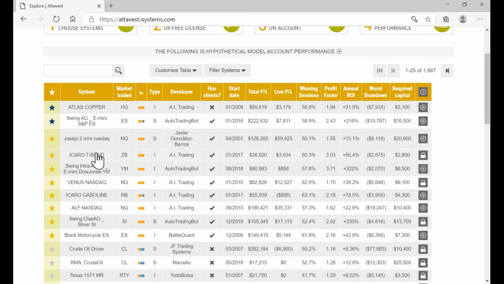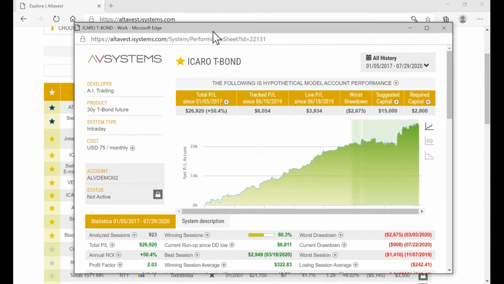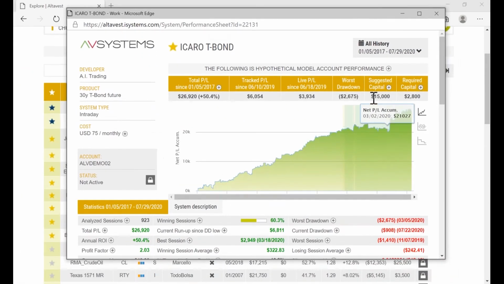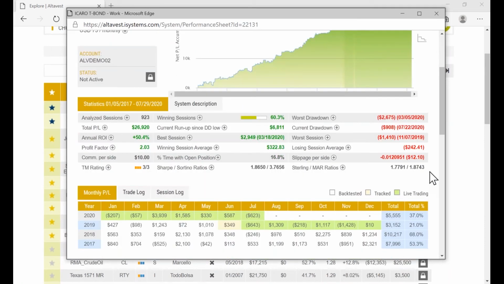So let's click on this. It's a bond trading system. I haven't really looked at it. Don't know really what to expect, but okay. So this one has suggested capital of $15,000, and you can see the performance here. Having a good year, 37%. You can see in March it did well.